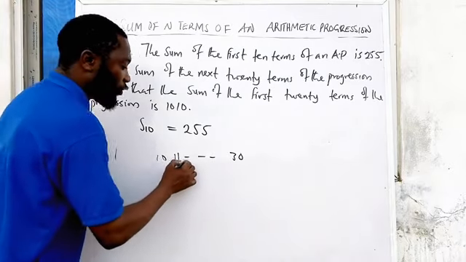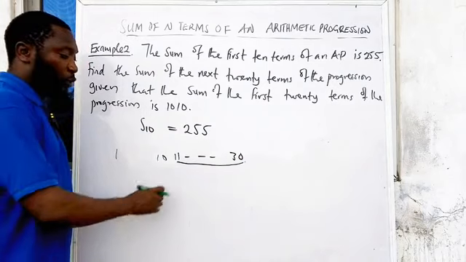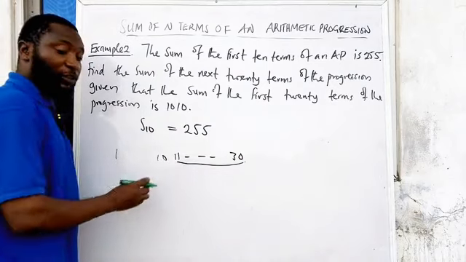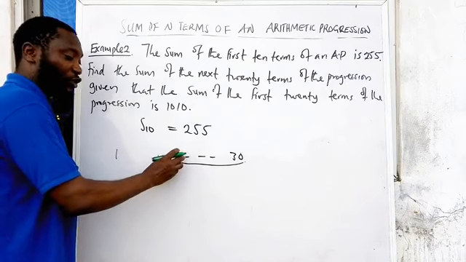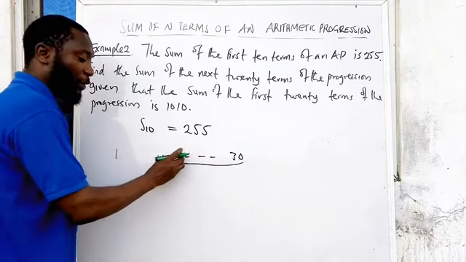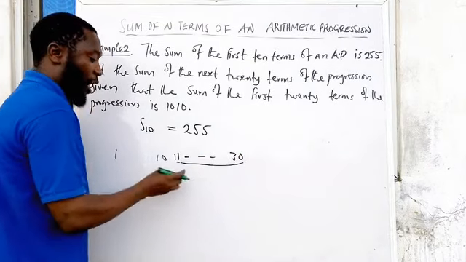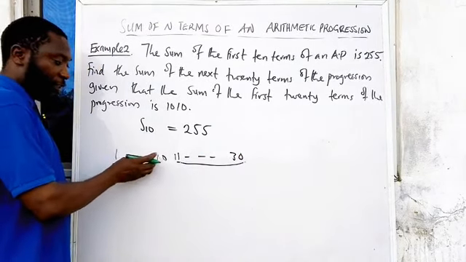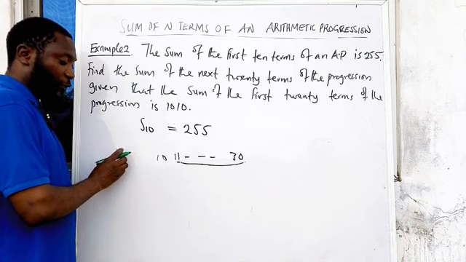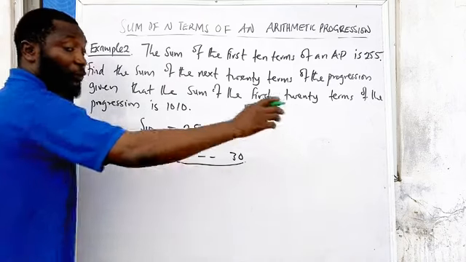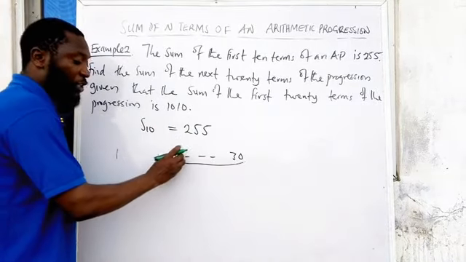Now the question says, find the sum of the 11th term to 30th term. So meaning if you want to answer this question, the 11th term will now be your first term. If you want to find the sum of this next 20, we assume this is our first term now, so that this will be the last term. And the common difference will be the same for all. Now, when you want to consider the next 20, this will be the first term.